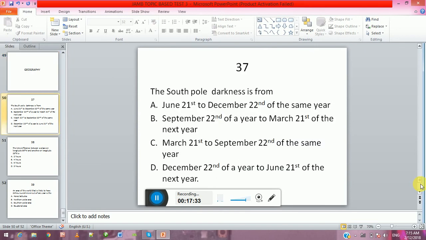Geography. The South Pole darkness is from A. June 21st to December 22nd of the same year, B. September 22nd of a year to March 21st of the next year, C. March 21st to September 22nd of the same year, D. December 22nd of a year to June 21st of the next year.